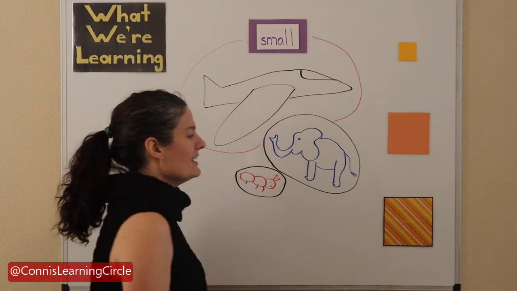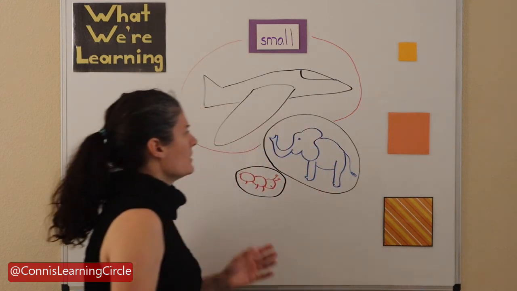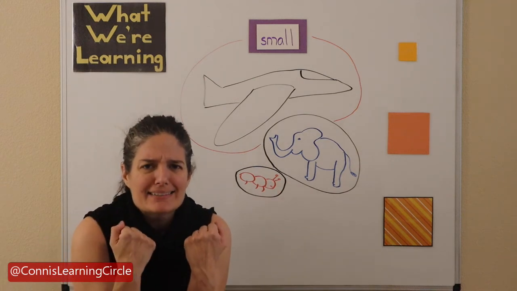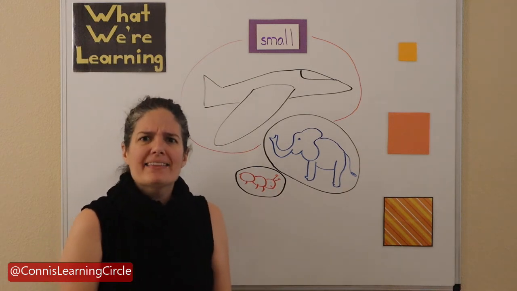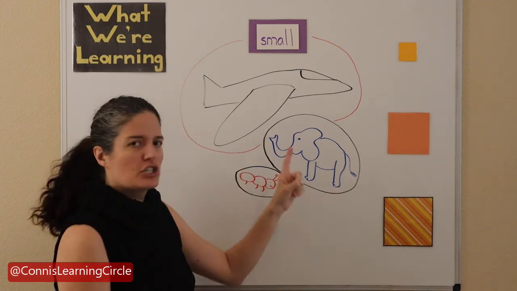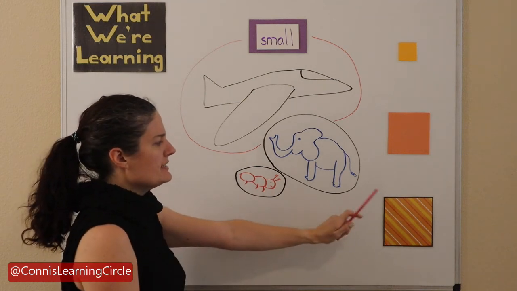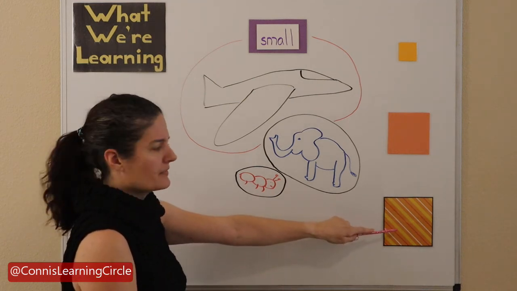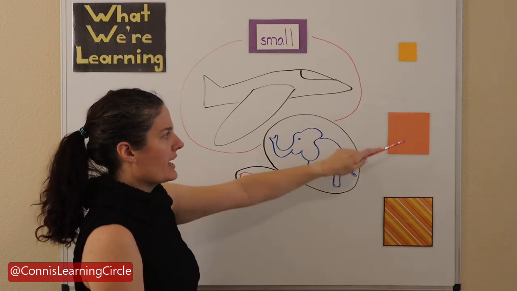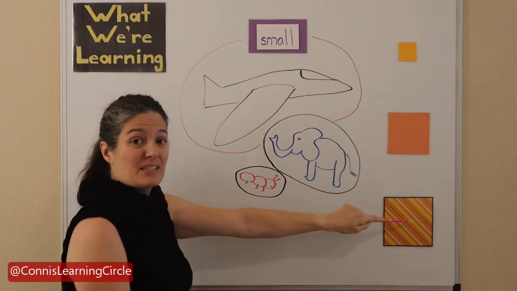Very good. Now, we have learned so much about our word small and the concept of small, and that it takes up less space, right? So I think that you can help me find our small shape over here. Are you ready? Okay, let's see. Is this one small? No, it's not small when we look at it compared to these other two. It's big.